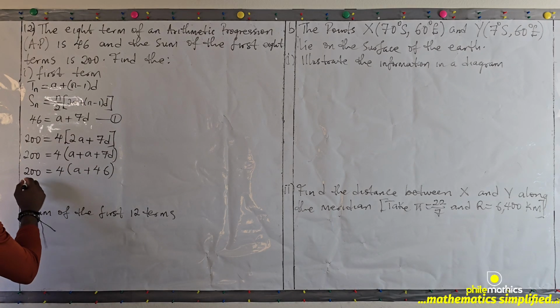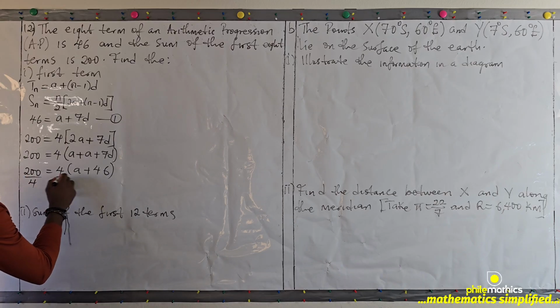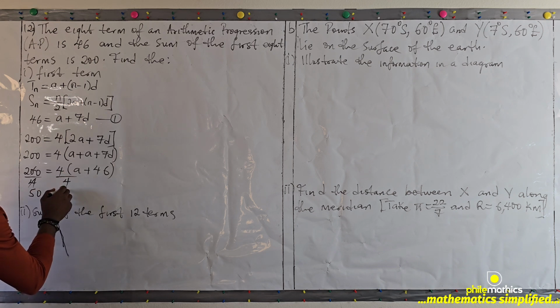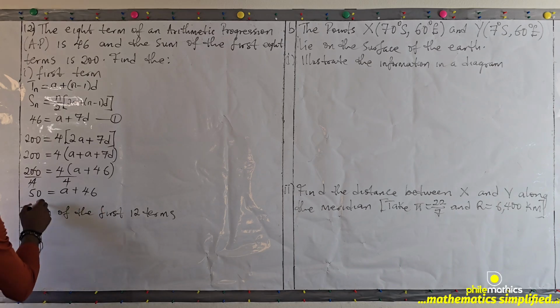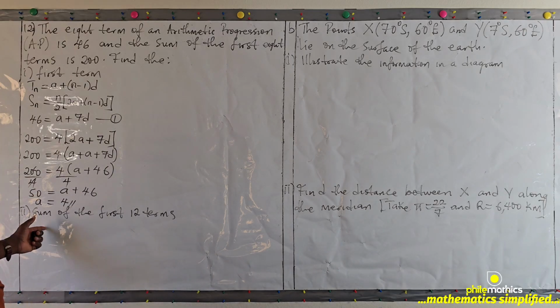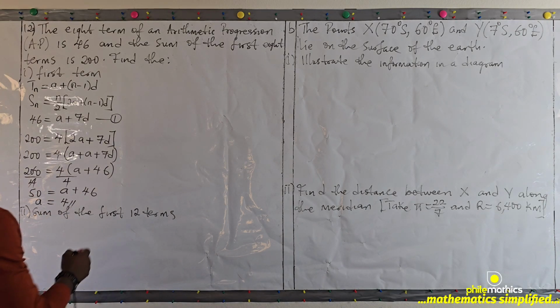We can divide both sides by 4. And so 200 divided by 4 is 50, and this is a plus 46. If you subtract 46 from both sides, you will get a to be 4. Since we have gotten what a is, we can find what d is, because we need it to find the sum of the first 12 terms.